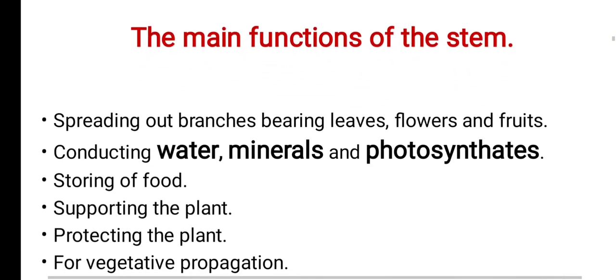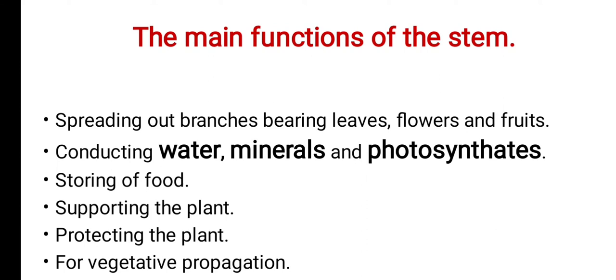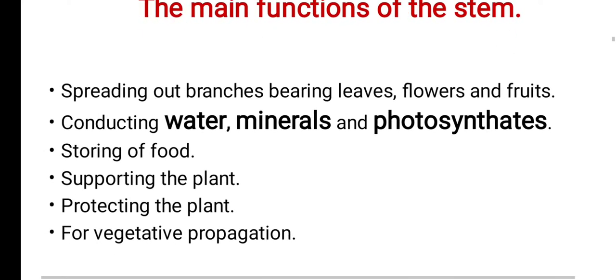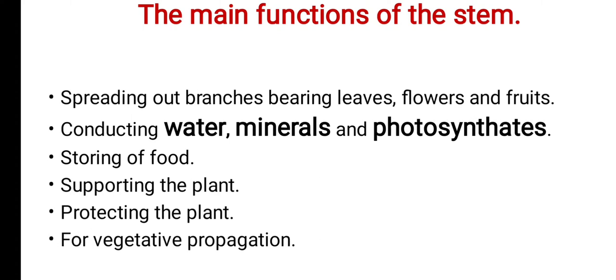The main functions of the stem. First one is spreading out branches bearing leaves, flowers and fruits. We see branches come out from the stem of a plant, and also these branches bear leaves, flowers and fruits.